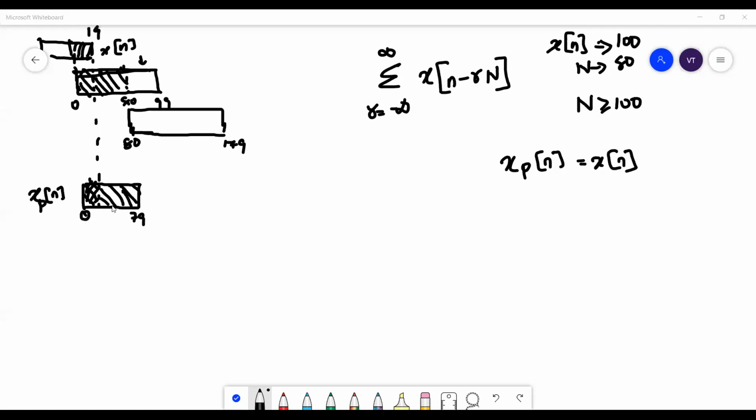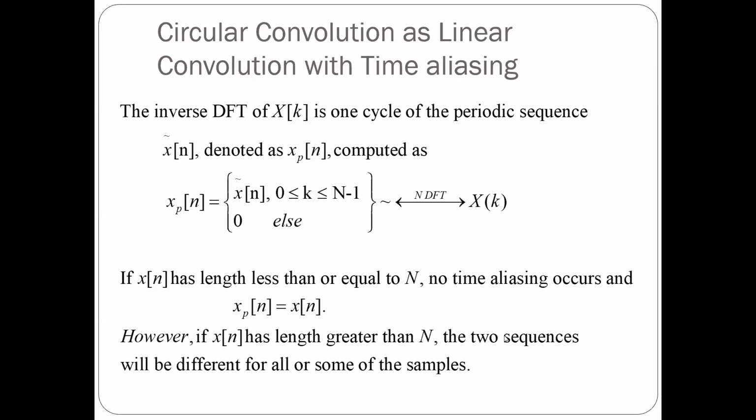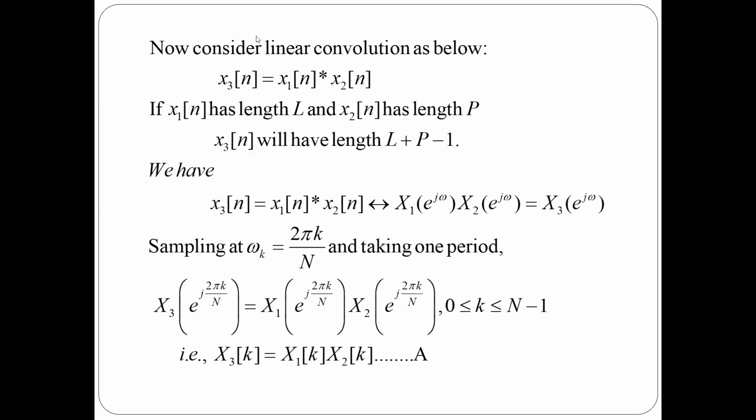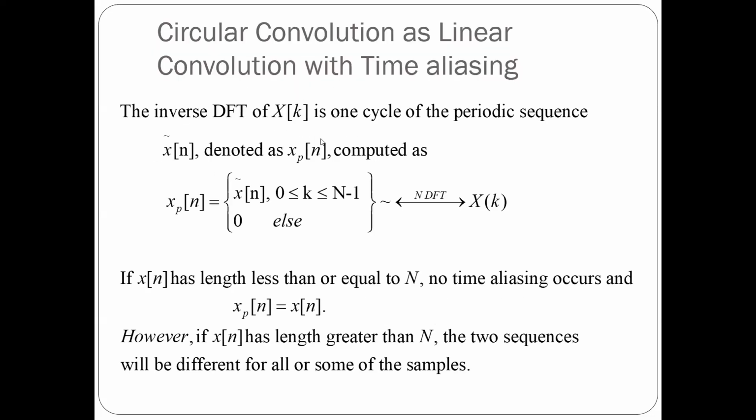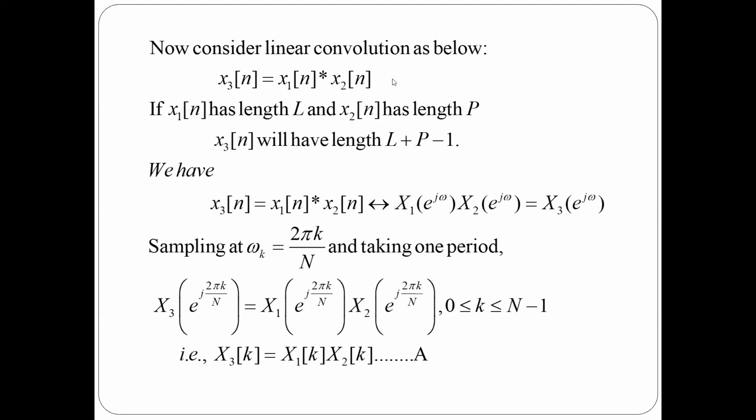Lakshmi? Sir, it's understood. So, evidently, some samples are correct and some samples are incorrect. The samples that overlap, or the samples that alias in time, are incorrect, and the samples that do not alias in time are correct. So now we will move on to linear convolution. We will take this parallel to linear convolution. So now we will start by looking at the linear convolution of two sequences.